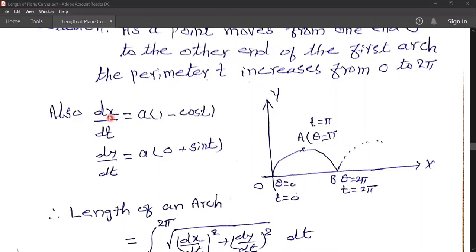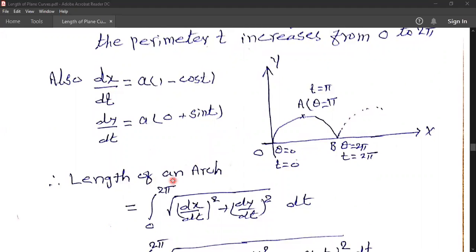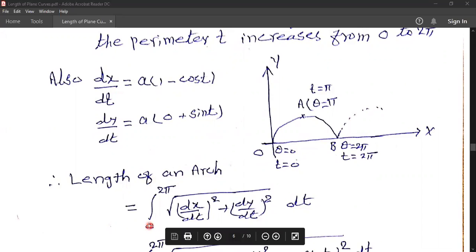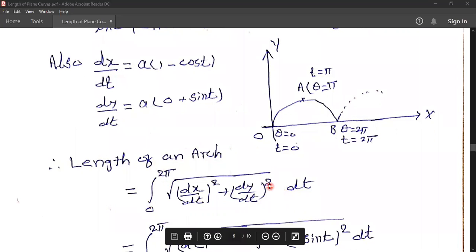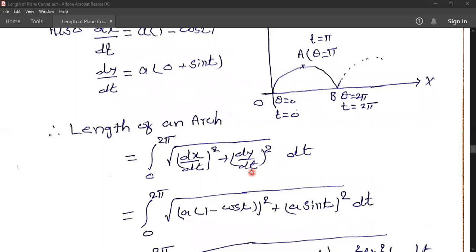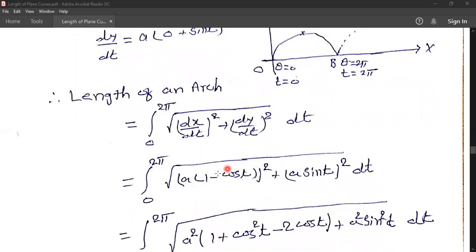Then this equation is given in the parametric form. Therefore, we form the derivatives: dx by dt is equal to a into (1 minus cos t), dy by dt is equal to a into sin t. Therefore, length of an arc is equal to integration from 0 to 2 pi of square root of (dx by dt) square plus (dy by dt) square into dt. This is the formula to find the arc length of a parametric form of a curve. Then we just put the derivatives dx by dt and dy by dt and take the square of that.